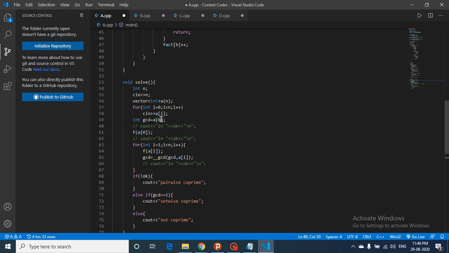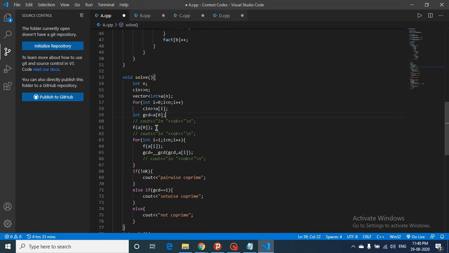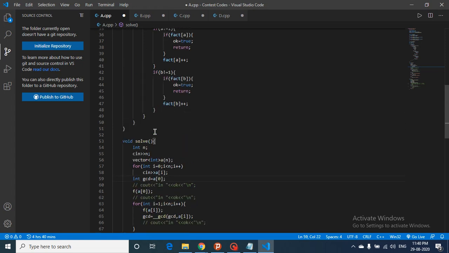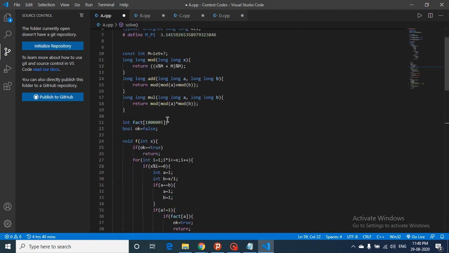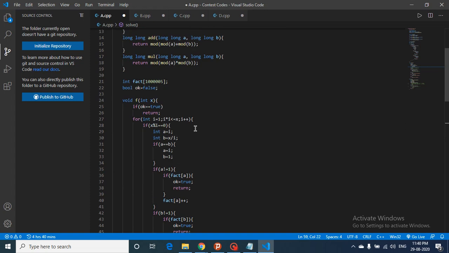So take the first number as the GCD. Then, also what you can do is find out the factors. This f will actually store the factors of a of 0, because there are always at least two numbers. So it's better to take the first number as GCD and then find out the factors of a of 0. I'll tell you how this f function will work, and this will store the factors of a of 0 in some array. This is the array fact, in which it will store the factors.